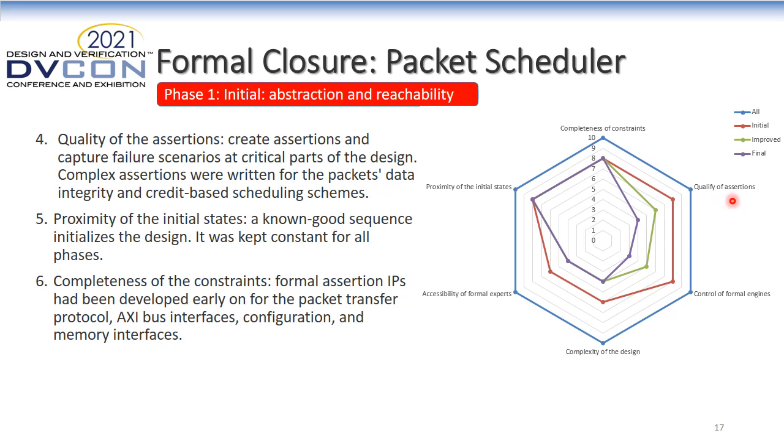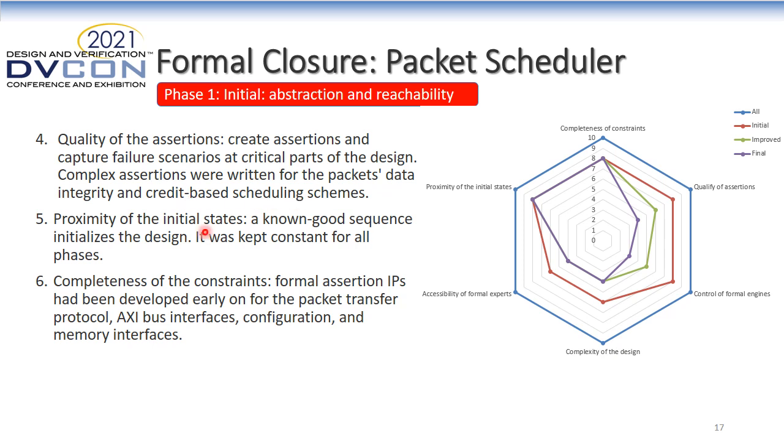Now for assertions, since we do not know where the bugs are in this design, assertions are written to monitor the critical parts of the design. Two of the areas we pay special attention to are the data integrity and also the credit-based scheme. So assertions are written to make sure that the data is transferred through the scheduler correctly, and at the same time, that the credit-based scheduling scheme is working correctly.